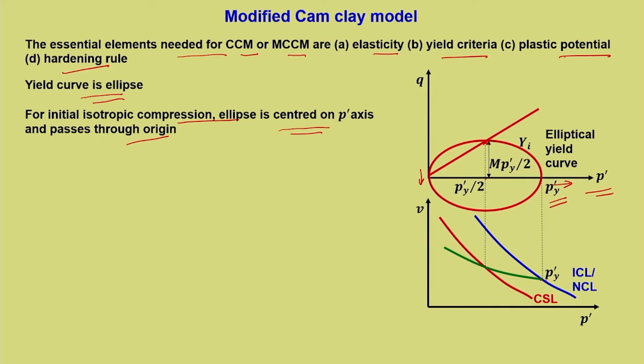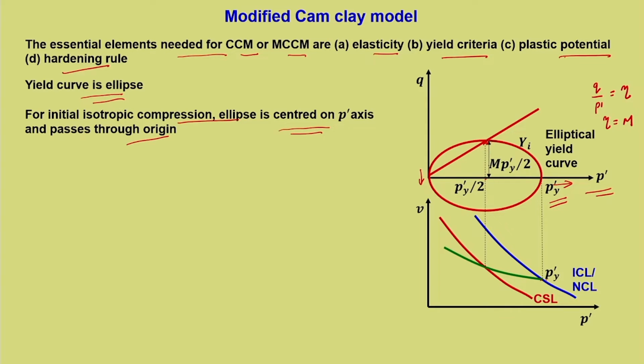Now, the stress ratio, that is q upon p', if you call it eta, q by p', anyway we are going to discuss this later. q by p' is the stress ratio. Now, this eta will be equal to M when the yield corresponds to the failure condition. Till then it is eta. Now, let us consider it to be a failure condition.